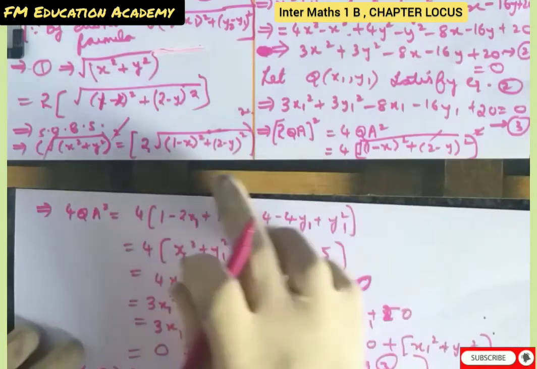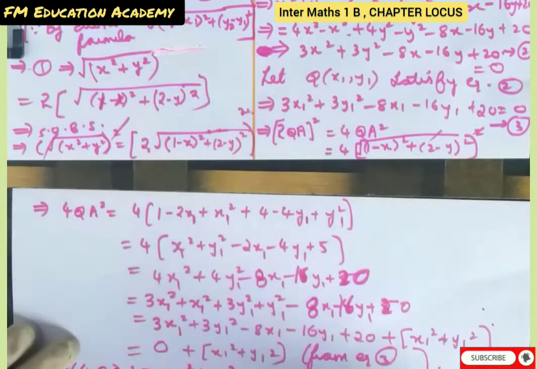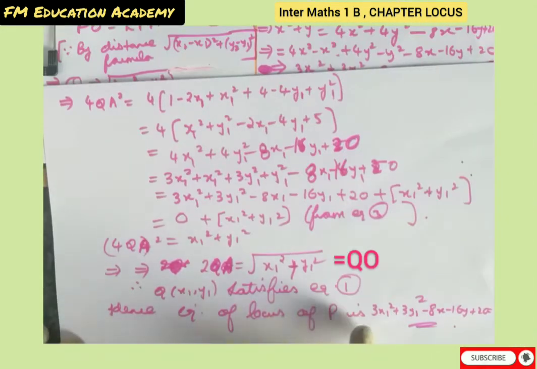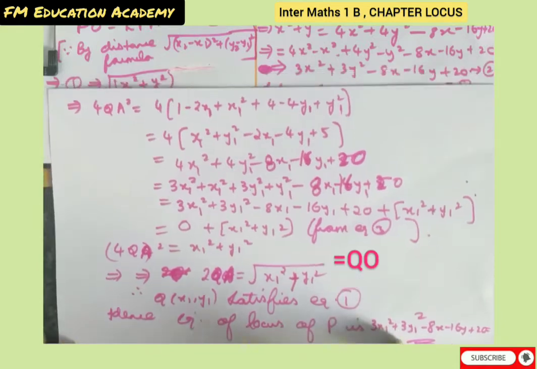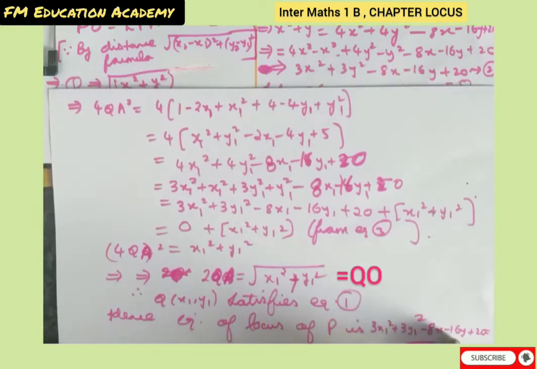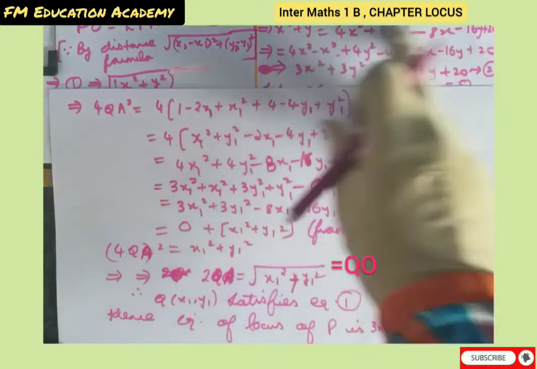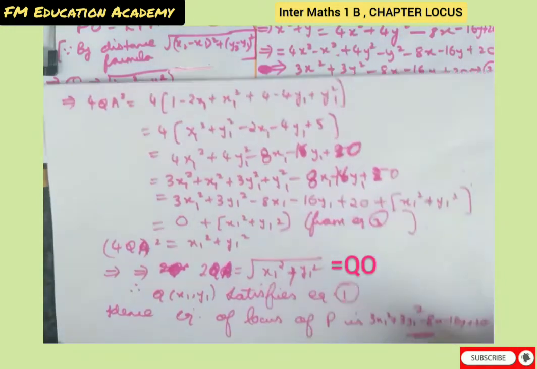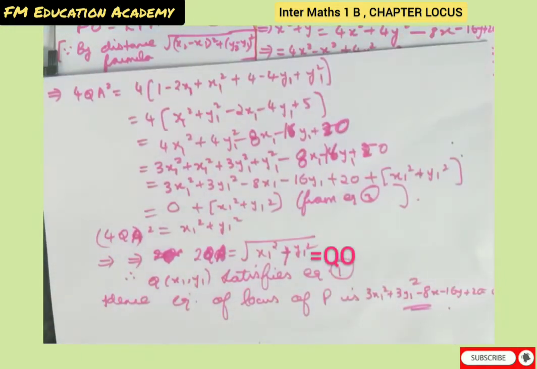We have 3x1 square plus 3y1 square minus 8x minus 16y plus 20 is equal to 0. This is the equation of locus of P. So this completes our sum 3.